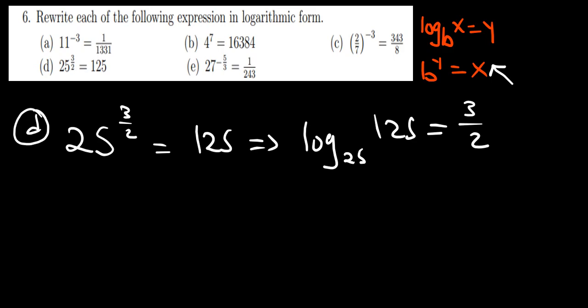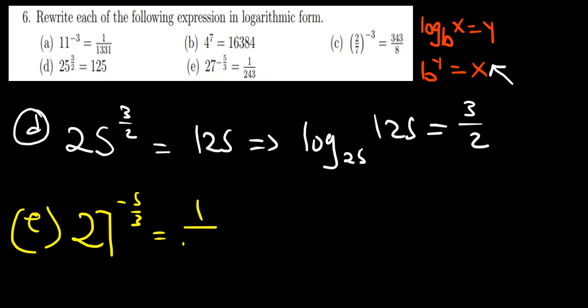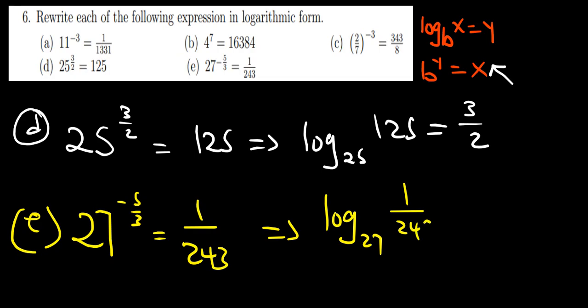So the last one there, we have E, we have 27 to the power minus 5 divided by 3 is equal to 1 divided by 243. So this here is going to be equal to log base 27 of 1 divided by 243. We can actually put this in brackets, even these ones here. This will be equal to the power there on the 27, which is minus 5 divided by 3. So that's it for this video.